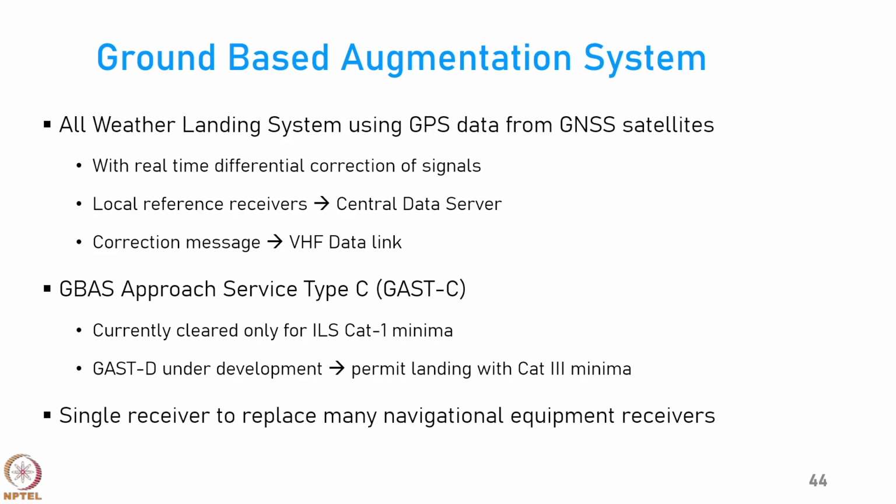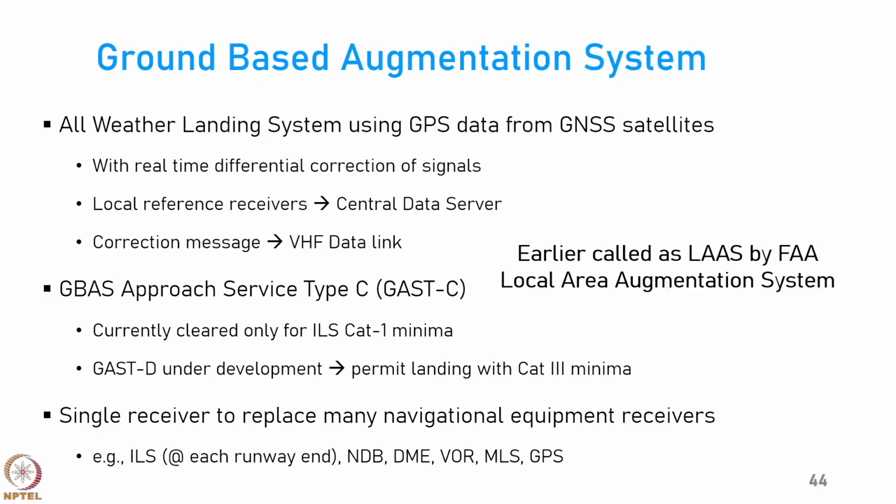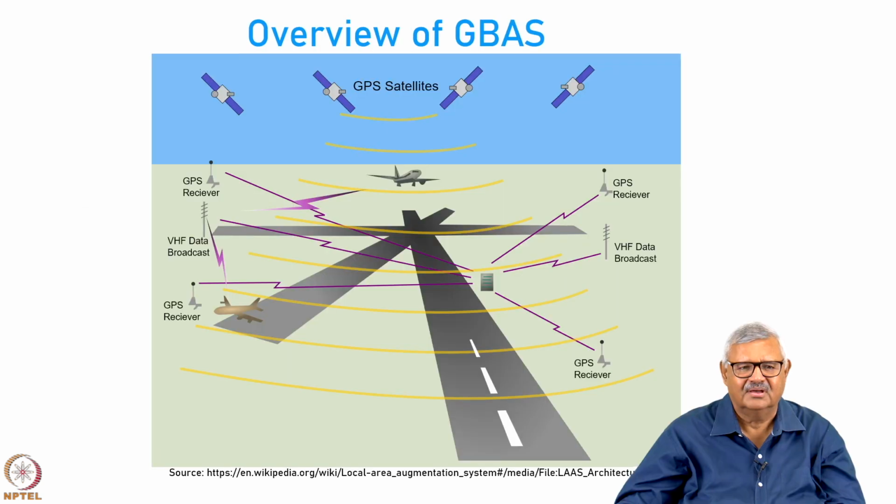And then the aim is to have a single receiver to replace many navigational equipment receivers. Instead of having ILS at each end, NDB, DME, VOR, MLS, GPS, there will be a single receiver which will replace all of them. This was earlier called the local area augmentation system by the FAA, but now the name is GBAS, ground based augmentation system. Here is an overview of the GBAS system.